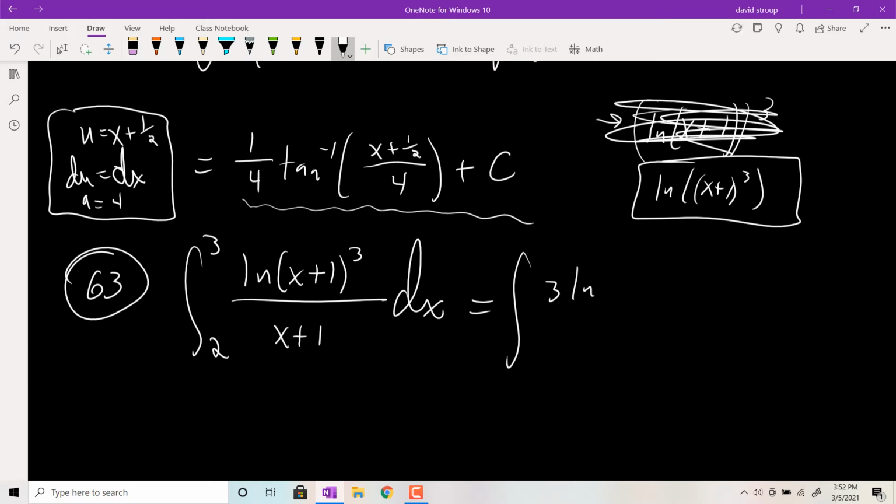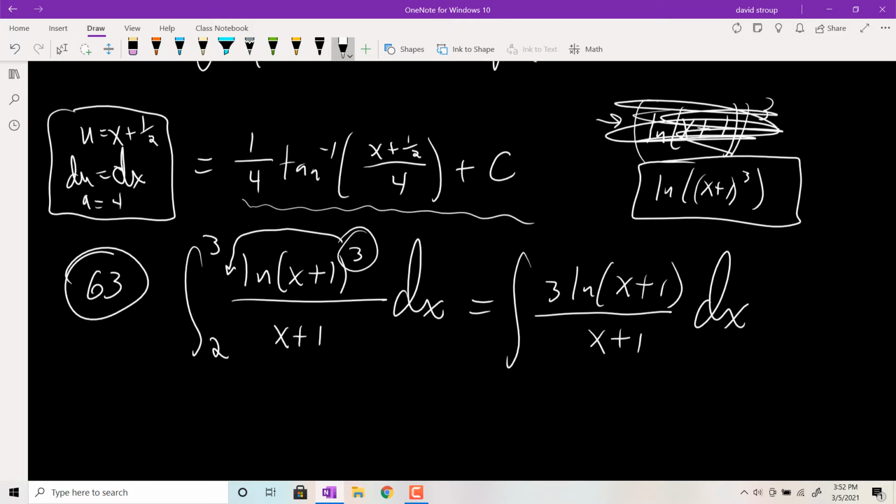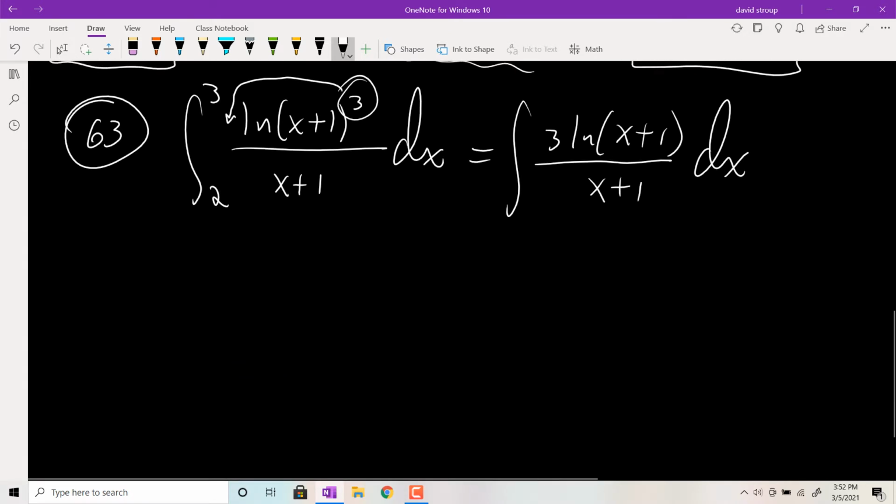And you get 3 ln, the power rule of natural logs. So you can always take this exponent here and plop it in front of the natural log. And that's all over x plus 1 dx. Hopefully I don't forget to integrate.